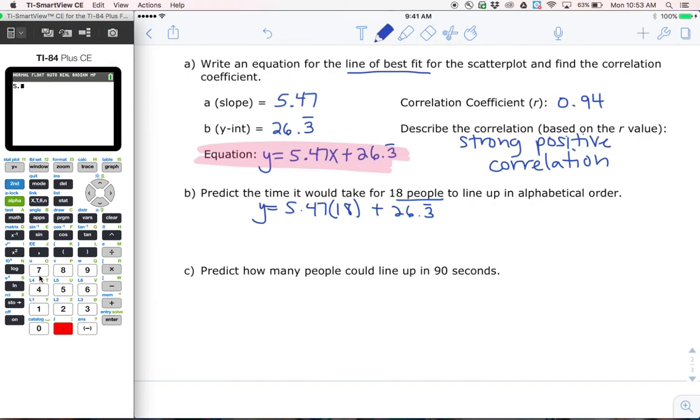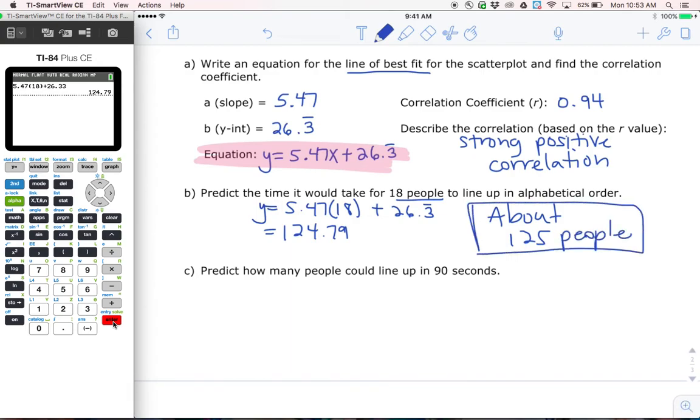Here we go, 5.47 times 18 plus 26 points, I'll just do 33. So we get 124.79. So I'm going to say about 125 people. You know, this is what scatter plots are for, right? You plot actual information, and it's almost never perfect, but you use it to figure other things out, things that are similar, things that could happen.